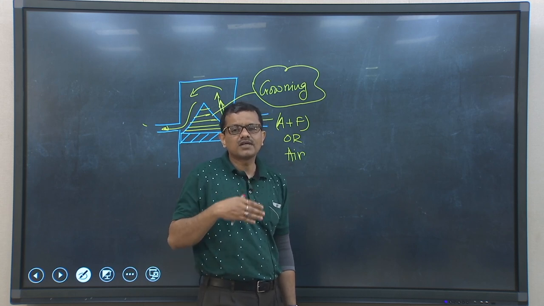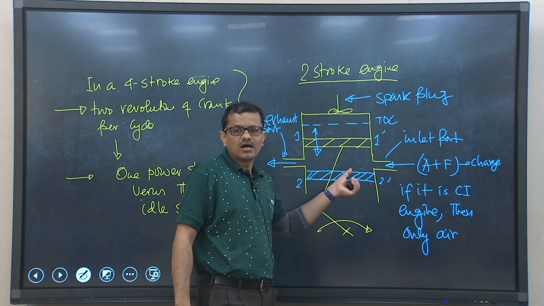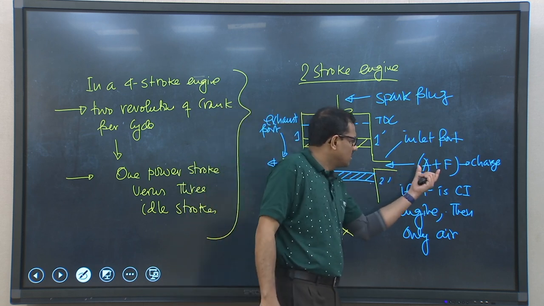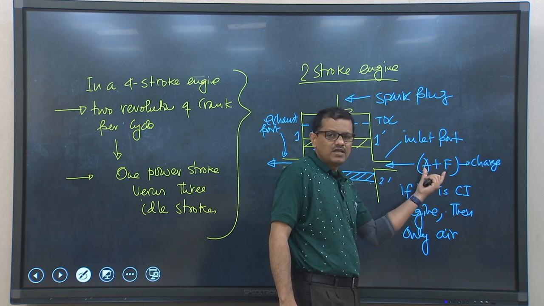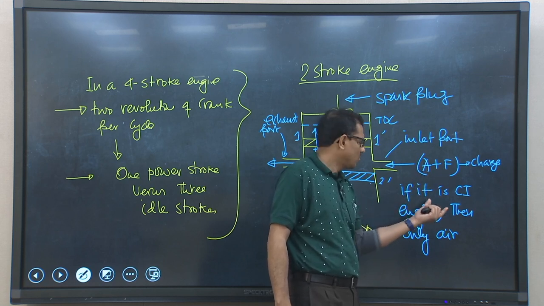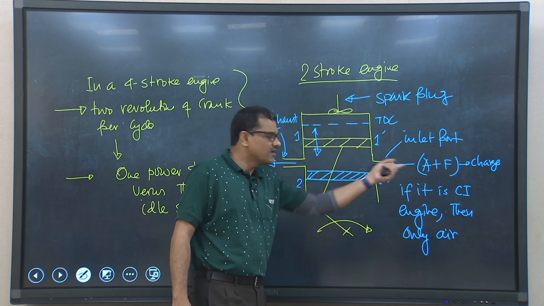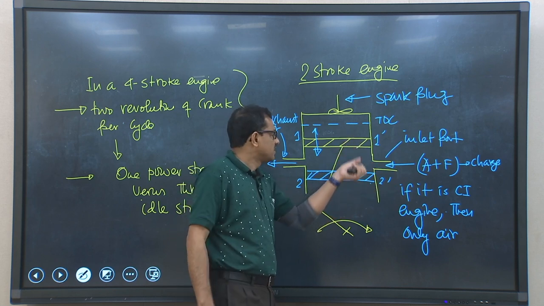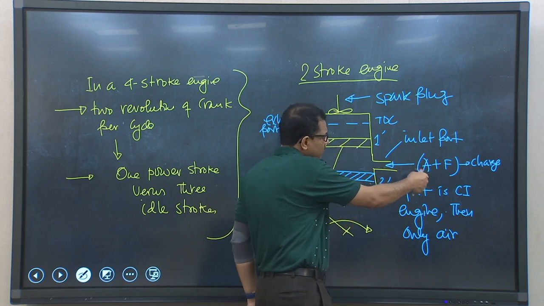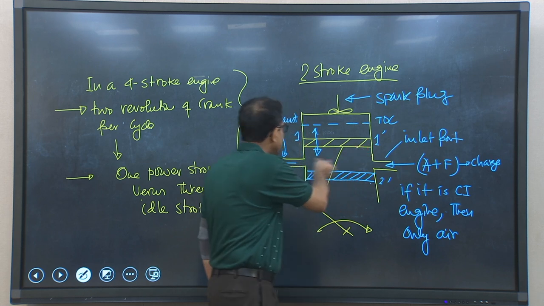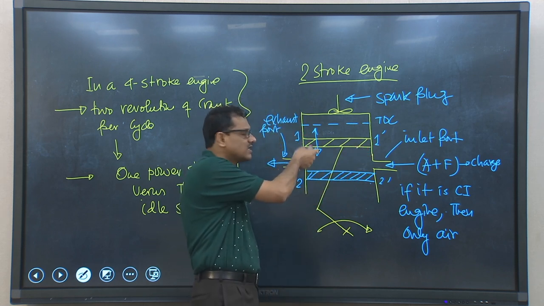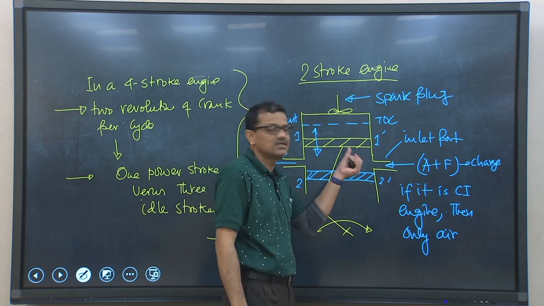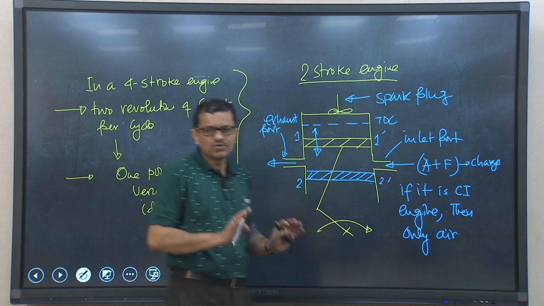From the perspective of fuel economy, two stroke engines are not suitable, because there will be a certain amount of loss of air fuel mixture or fresh air. Basically, the air fuel mixture or fresh air is used to remove the combustion gases from the cylinder. While the combustion gases are leaving, they also carry a certain amount of fresh air fuel mixture or fresh air, and that is how engine efficiency will reduce. So, these two are very important points.